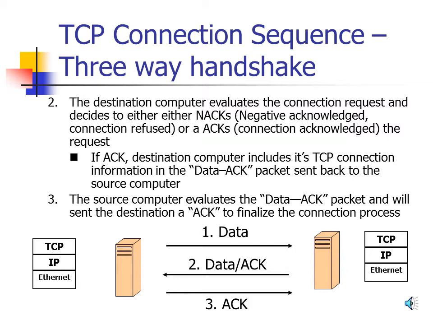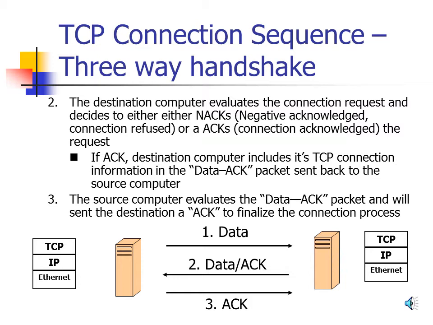If the destination computer can accommodate another TCP connection, what it will do is send back an ACK packet. Now, in addition to the acknowledgement that, yes, I can do a connection, it will include its connection information. So that packet that returns in step 2 is not only an ACK, but also data, and called a data ACK packet.